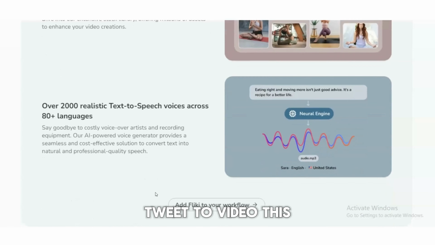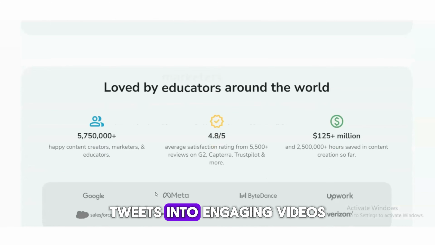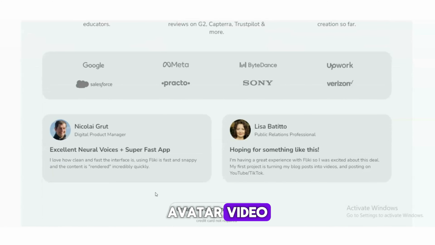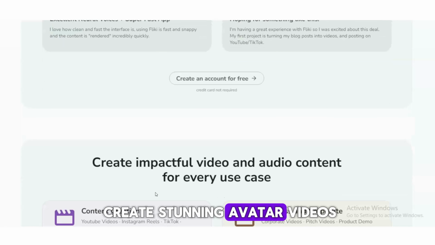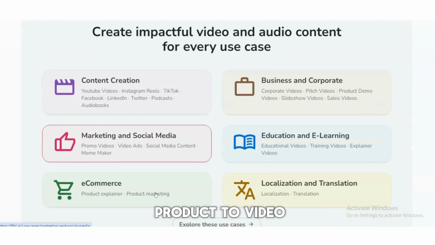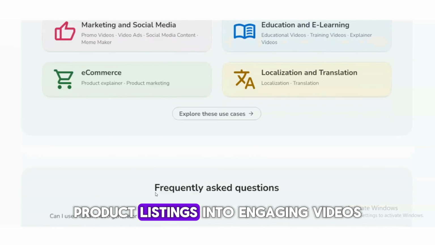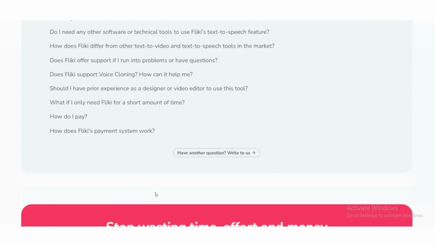Tweet to video: this will allow you to transform tweets into engaging videos with our Tweet to Video feature. Avatar video: this helps you to create stunning avatar videos in just a single click. Product to video: you can transform your Amazon and Airbnb product listings into engaging videos.